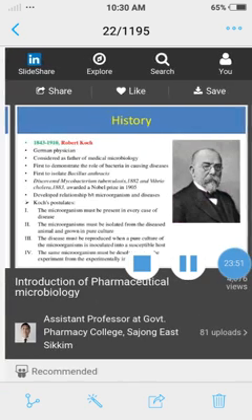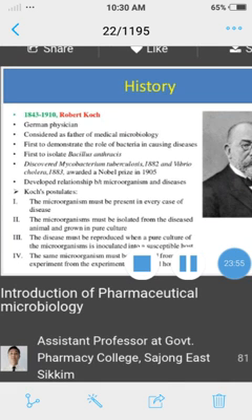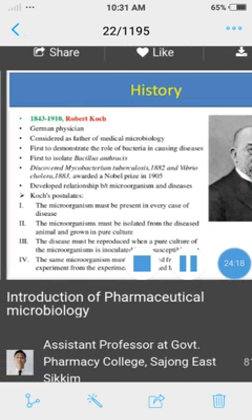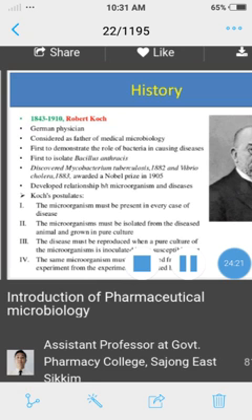Then Robert Koch is the German physician. As I said earlier, he is considered the father of medical microbiology. First, he demonstrated the role of bacteria in causing diseases. He first isolated Bacillus anthracis, then discovered Mycobacterium tuberculosis in 1882 and Vibrio cholerae in 1883. He was awarded the Nobel Prize in 1905.